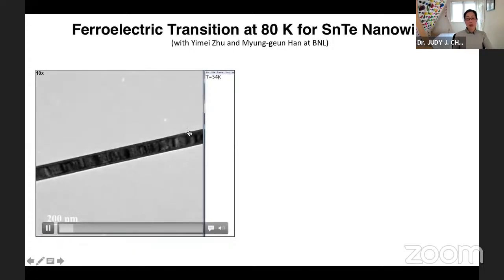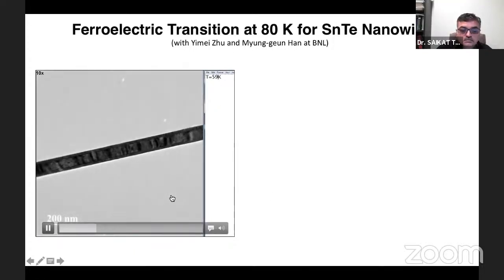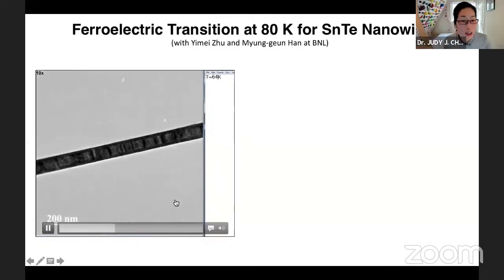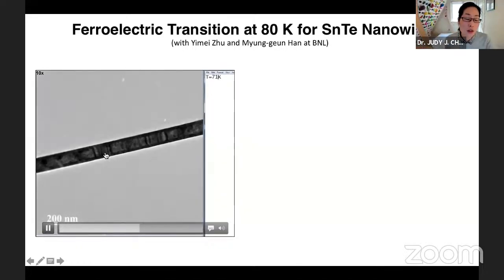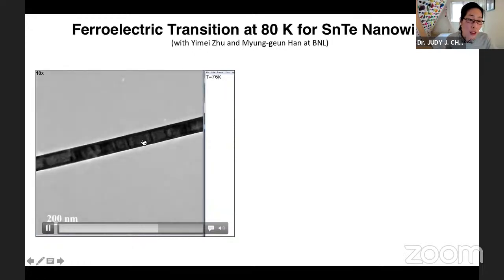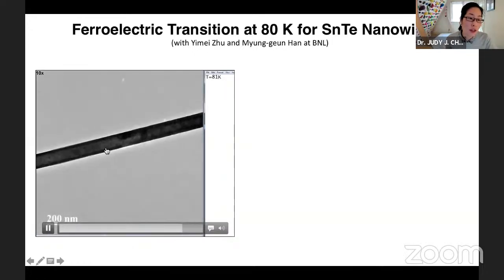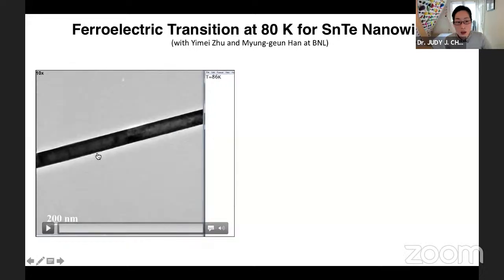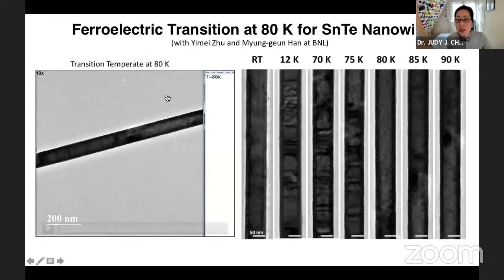Here is the movie. We're now gradually warming up that rod. Oh, is my time up? As we are warming up, these dark bands will all disappear at 80 Kelvin. So at 80 Kelvin, all of the dark bands disappear. The intensity variations of the nanorod change pretty drastically. So we know that the structural transition temperature for this rod is 80 Kelvin. So this is the first direct observation of the structural transition of a topological nanowire.